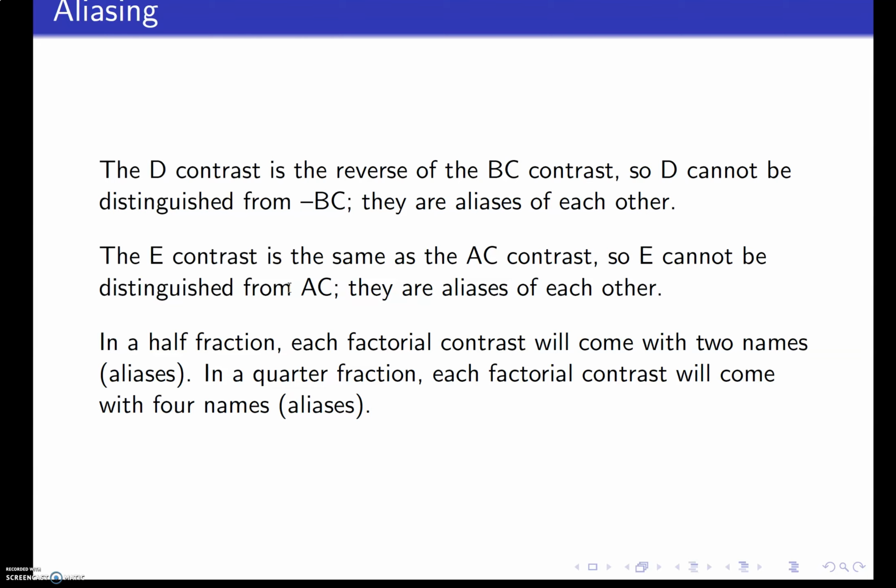Gary here makes a note that in a half fraction, each factorial contrast will come with 2 names or aliases. In a quarter fraction, each factorial contrast will come with 4 aliases or 4 names. Okay, so notice here are our 4 aliases. Negative BC is aliased with D, and then E with AC. What was it before? I don't remember the particulars, but I think we had A aliased with BC before.